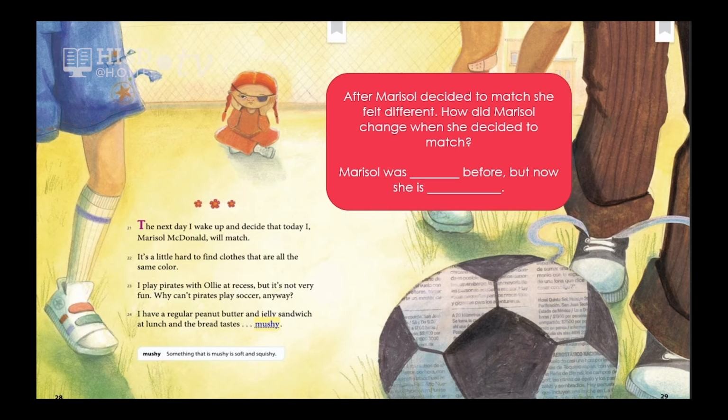After Marisol decided to match, she felt different. How did Marisol change when she decided to match? Marisol was blank before, but now she is blank.